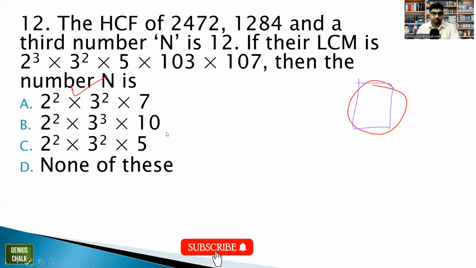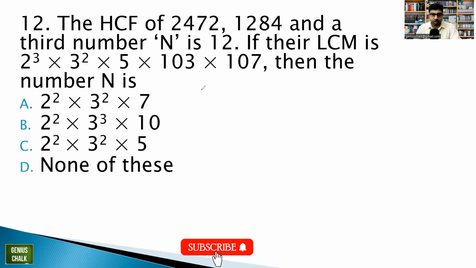Okay, so there we have the first question. It says the HCF of 2472, 1284 and a third number n is 12. And if their LCM is this one, then the number n is what?